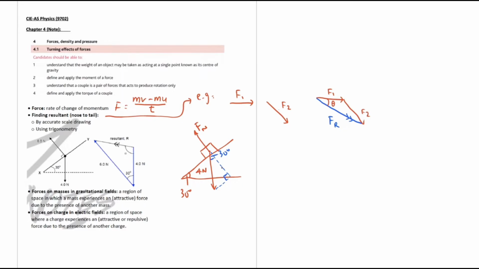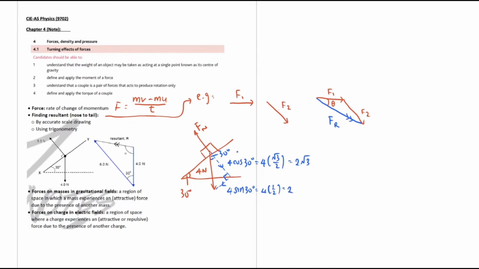then this component is the component of weight perpendicular to the plane. So this is 4 cos 30 degree, which ends up with 4 times root 3 over 2, which ends up with 2 root 3. And this is the component parallel to the plane. This is 4 sine 30 degree, which is 4 times half, which is equal to 2.